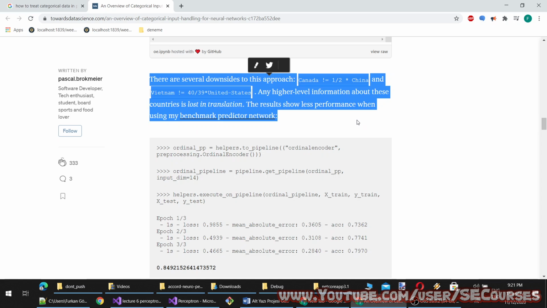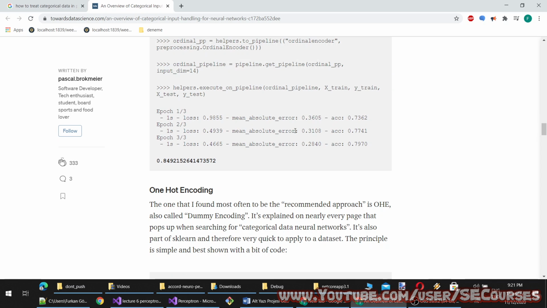There are several downsides to this approach. Canada equals 1/2 asterisk China and Vietnam equals 40/39 asterisk United States. Any higher level information about these countries is lost in translation. The results show less performance when using my benchmark predictor network.